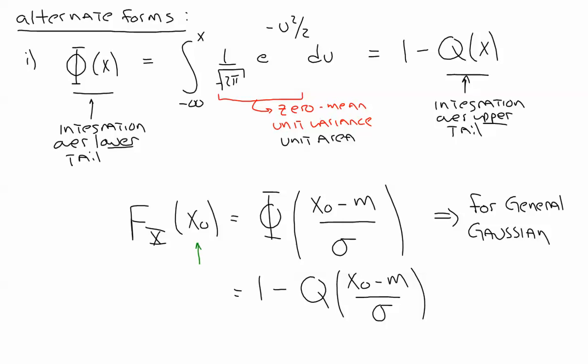By the way, where is phi? The phi function is in Appendix D of your textbook of Cooper and McGillem. Phi of x is tabulated in Appendix D of Cooper and McGillem 3rd edition. The Q function is tabulated in Appendix E. On tests, I will be giving you copies of those tables. You clearly won't have access to MATLAB, and most of you won't have Q functions built into your calculators. So I'll provide tables to use on tests. Make sure you know how to read and interpret them.